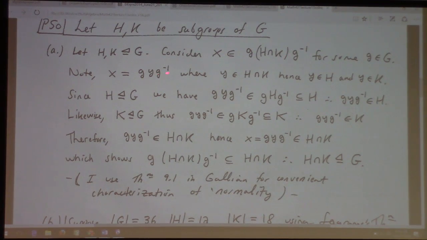First of all, if X is in there, that means there exists a Y in the intersection such that that's the case. But the fact that Y is in H and the fact that H is normal tells me that this is an element of H. And likewise, this is a subset of K because K is normal, which tells me that G Y G inverse is an element of K. So it's an element of H, it's an element of K, it's an element of the intersection.